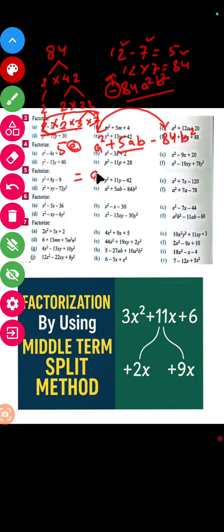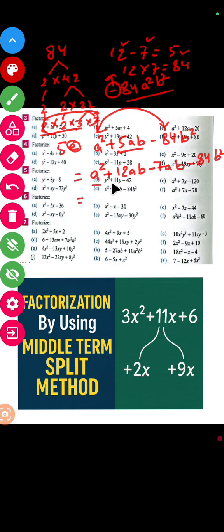So let us take that. A square plus 12ab minus 7ab. By subtracting 12ab and 7ab, we will get plus 5ab. And by multiplying plus 12ab and minus 7ab, we will get minus 84a square b square. So in this way, we can factorize. We can split the middle term in this way. Now let us take common.